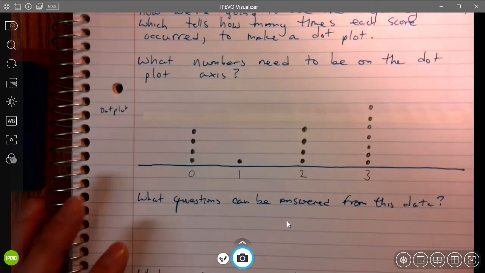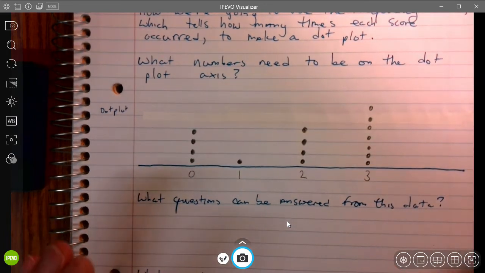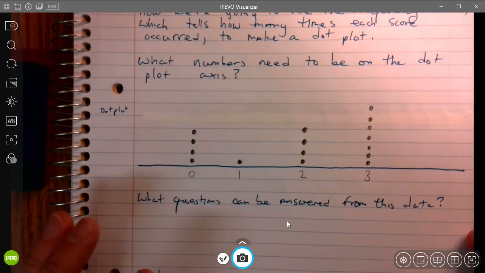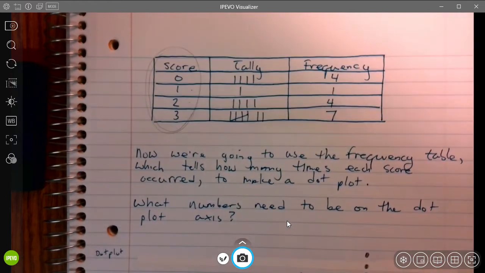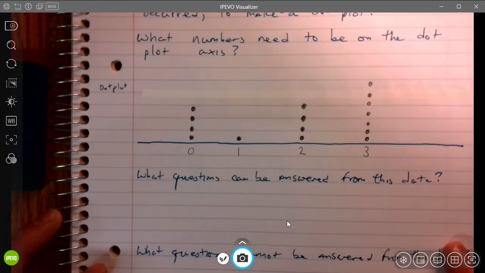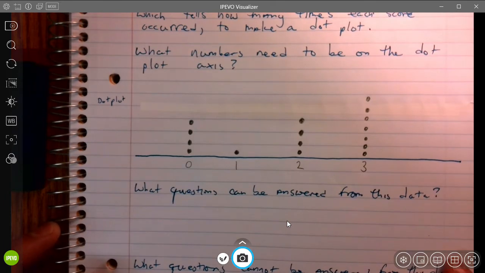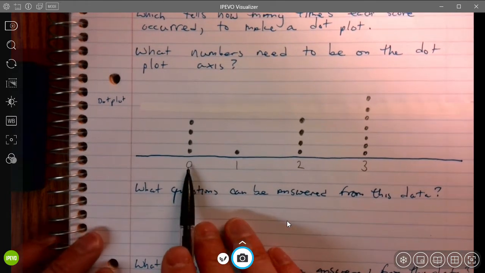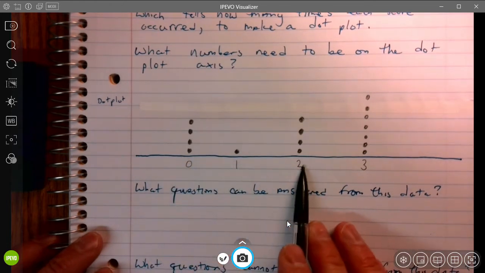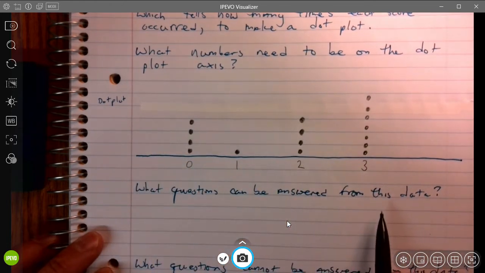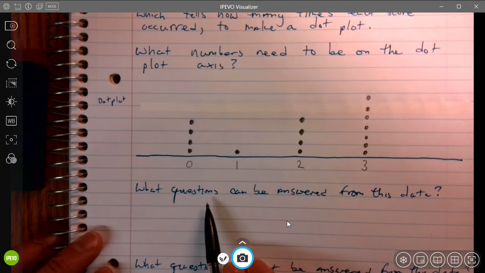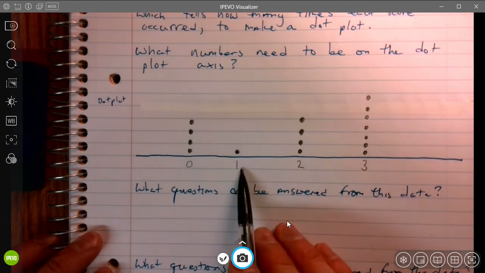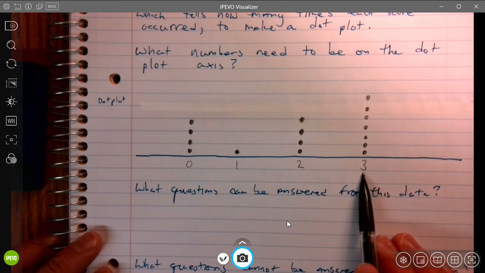So what I've done is I've given you 2 new ways of visualizing data. We collected the data, we put the data into a list, but that's kind of hard to interpret. It's kind of hard to gain information from it. So what we can do is put it into a frequency table like we did up here, or we can put it into a dot plot like we did down here. Remember, our axis is labeled with the possible scores, the possible outcomes, and these dots represent each student that got that possible outcome. 4 students got a 0, 1 student got a 1, 4 students got a 2, 7 students got a 3.